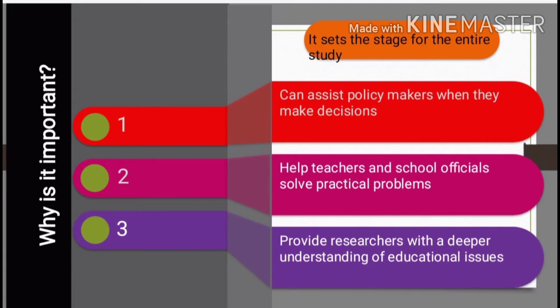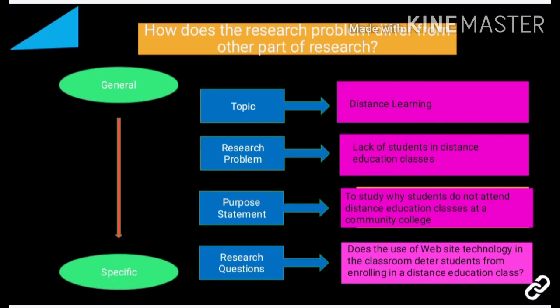Next, why is a research problem important? Because a research problem can assist policymakers when they make decisions, help teachers and school officials solve practical problems, and provide researchers with a deeper understanding of educational issues. That's why a research problem is important. It sets the stage for the entire study. The research problem needs to stand on its own and be recognized as a distinct step because it represents the problem addressed in the study.